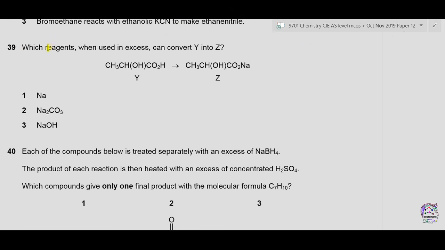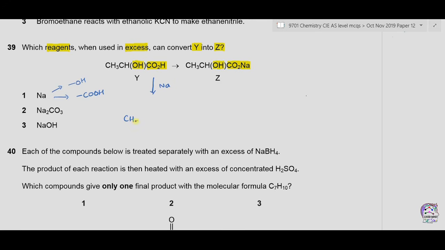Question 39. Which reagents when used in excess can convert Y into Z? We can see in Y we have an alcohol functional group, also we have a carboxylic acid functional group. The alcohol functional group remains intact and the carboxylic acid functional group turns into a salt. First is sodium metal. As we know that sodium metal is reactive, it will react with both the alcohol functional group and also with the carboxylic acid functional group. So the products of Y with sodium will be like this.